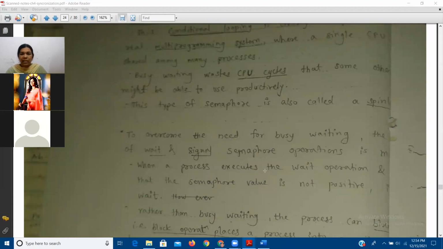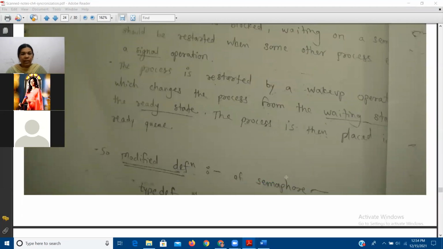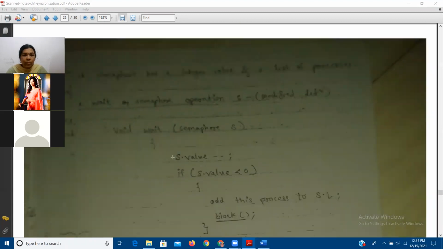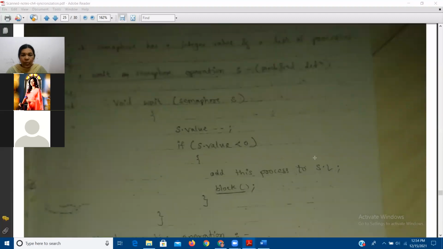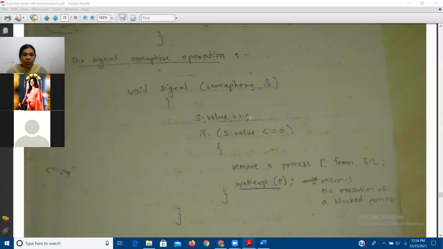So the wait and signal semaphore operations are modified. The modified operations are given here. Modified definition of semaphore. This is the modified wait: void wait(semaphore S), S.value minus minus. If S.value is less than 0, add this process to S.L and block. And the modified definition of signal: void signal(semaphore S), S.value plus plus. If S.value is less than or equal to 0, remove a process P from S.L and wake up P.